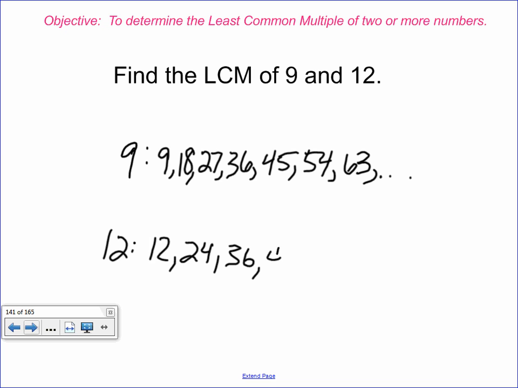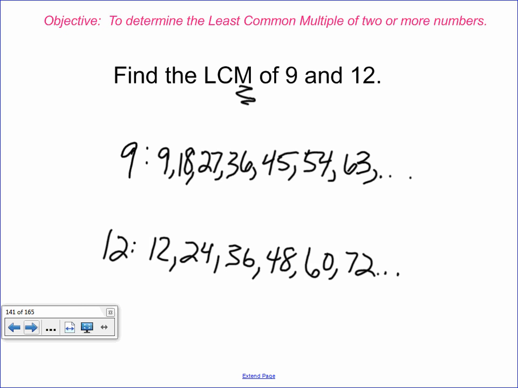12 times 4 is 48. So 48 is a multiple of 12. 12 times 5 is 60. So 60 is a multiple of 12. 12 times 6 is 72. So 72 is a multiple of 12. And we could keep going on and on. So I found some multiples.